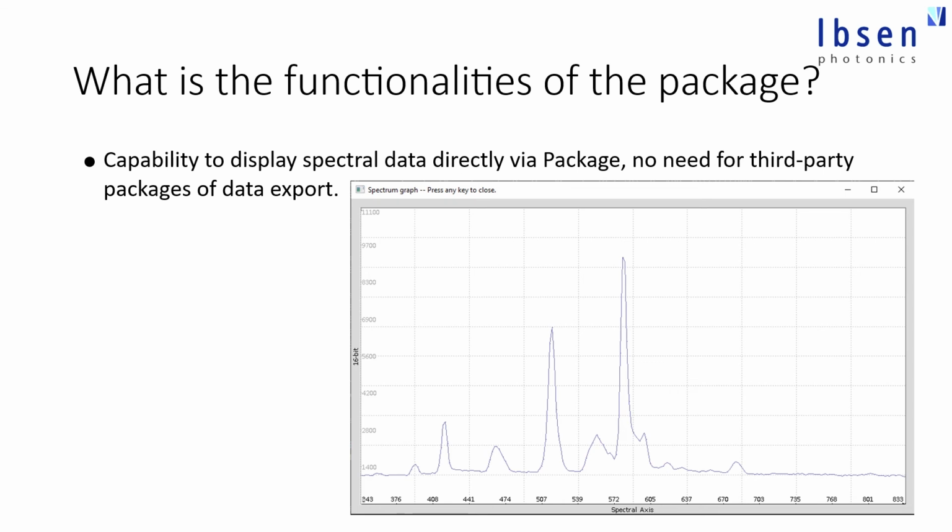As mentioned, it also has the capability of displaying spectral data directly from the package with no need for third-party packages being installed to export or to visualize the data. Here we see an example of a spectrum that's being acquired by a Pebble spectrometer from Ibsen, and you can clearly see here that it displays the whole spectral range from 360 nanometers up to 830 nanometers.